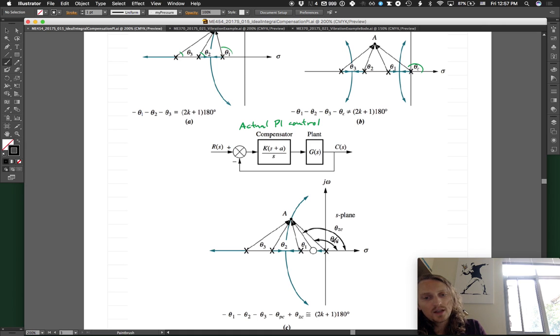So if they're close together, then these two angles are very nearly the same, and the effect of the integrator is essentially canceled out by the 0 on the transient response, but on the steady state response, it's actually not. So that's good news.